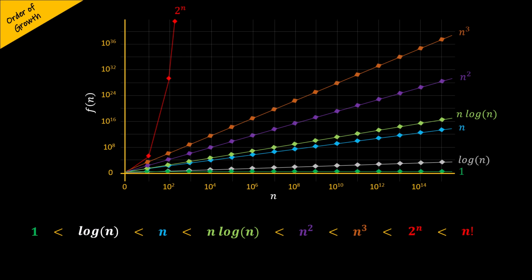So typically, if we have an algorithm that has a better order of growth, it means that the algorithm is faster in execution compared to other algorithms.